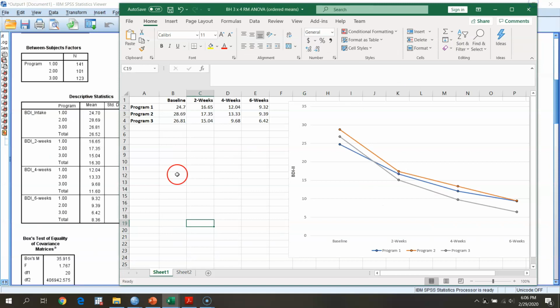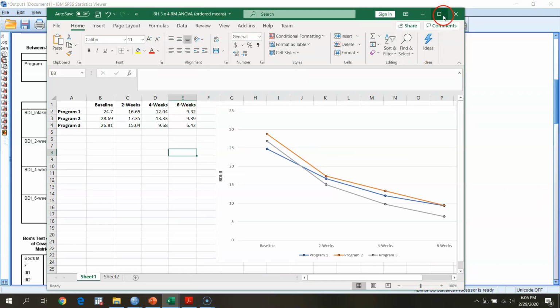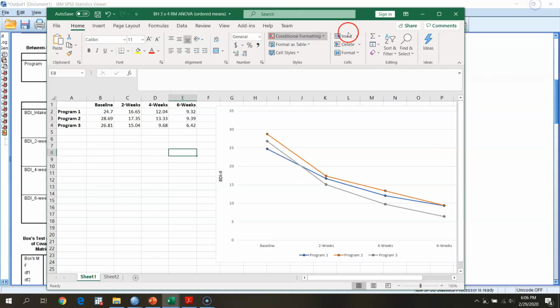And we can see, if we go through and create a table where we've got the mean for program 1 at baseline, 2 weeks, 4 weeks, 6 weeks, and the same thing for program 2 and program 3 here, we're getting, again, just a little bit nicer graph of what may be going on. Okay, so here we've got our effect.